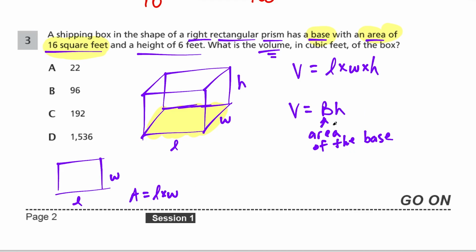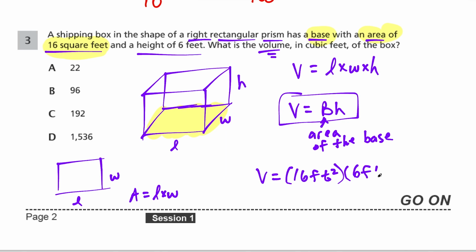Okay, so that's where this is coming from. The capital B, the area of the base, is the length times width, and then we just multiply by the height. So this second formula is going to be the one that's the most helpful here. So if we have the area of the base is 16 square feet, I have 16 square feet, and then I multiply by the height is 6 feet. Now I just multiply these numbers together. I do 16 times 6 is 96.